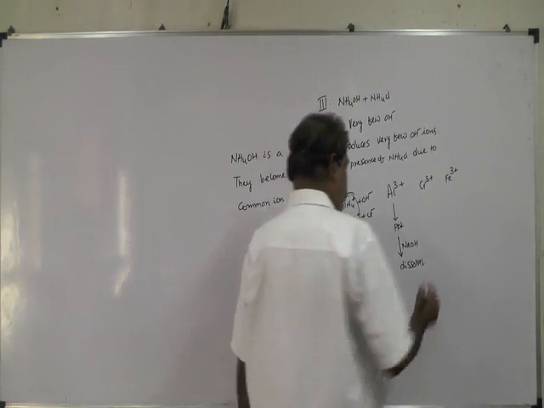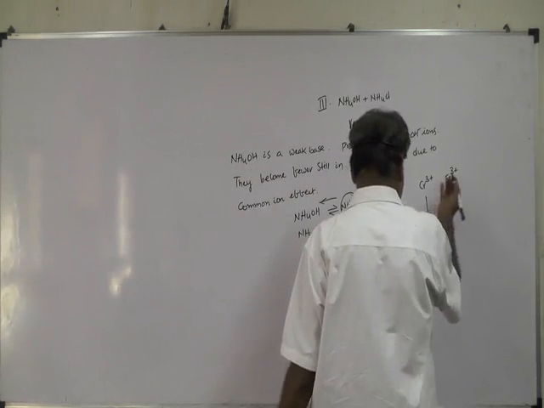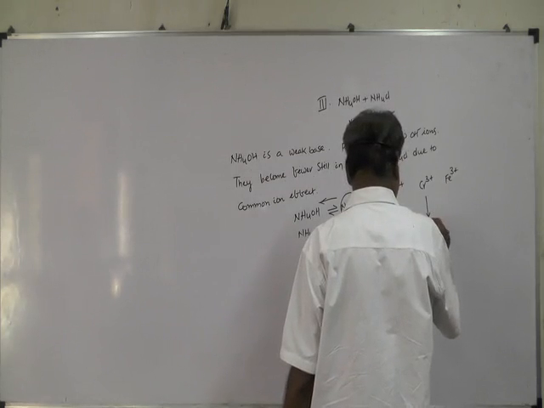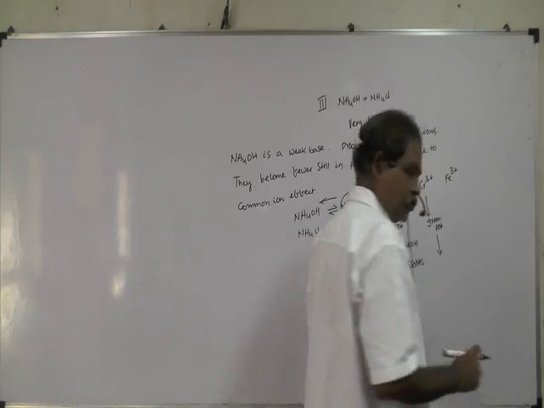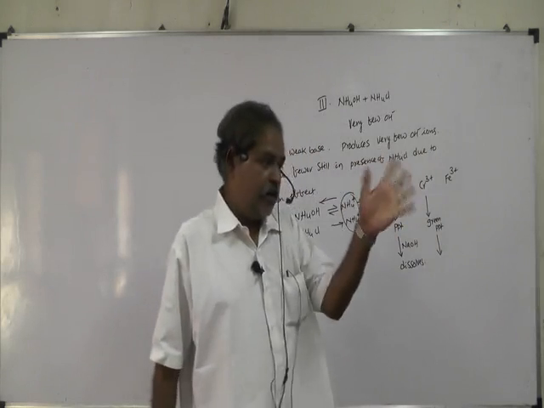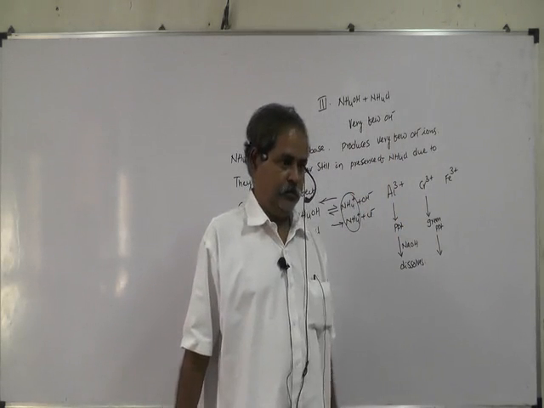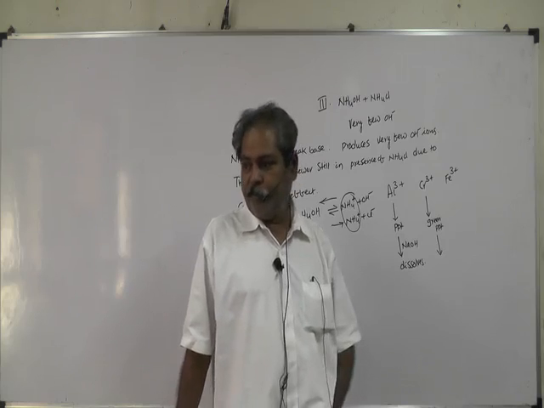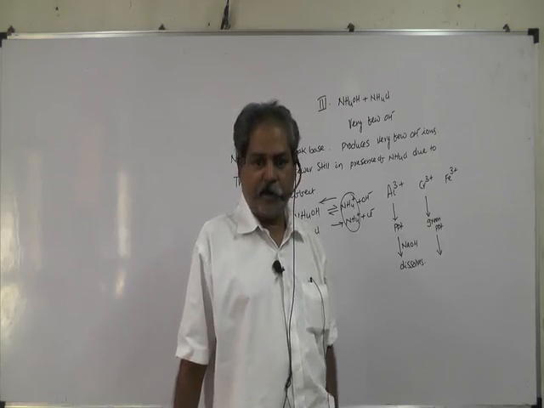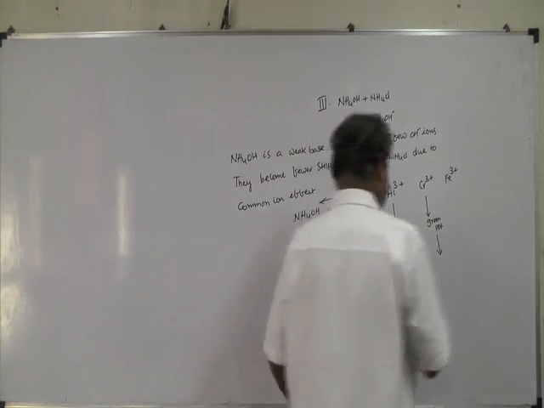Now, chromium 3+ is of course a green precipitate. Wherever it is required, you have to remember the colors. I in fact gave you a list, and today also I give you a list, 20 compounds and their colors. And of course the reactions have to be predicted by that color. H2O2.